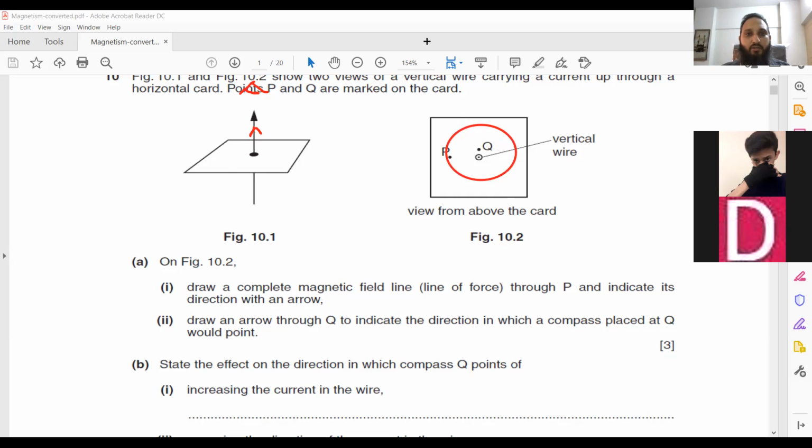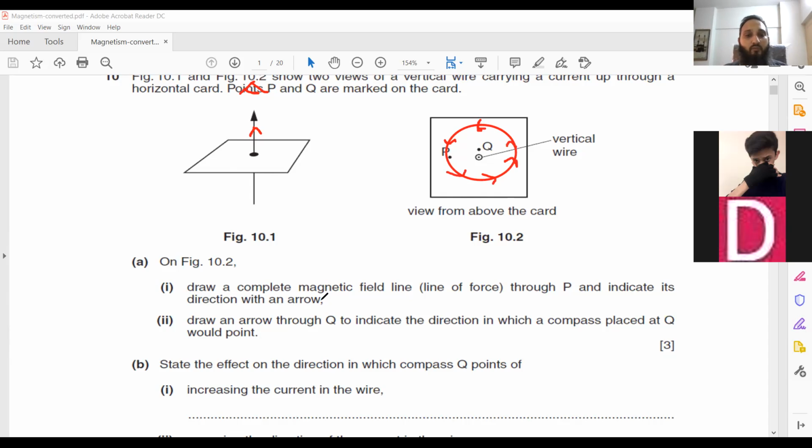And what will be the direction? Because the thumb is pointing, the current is coming out as we see. So the fingers will turn around it. So it will be circular. Is it clear?